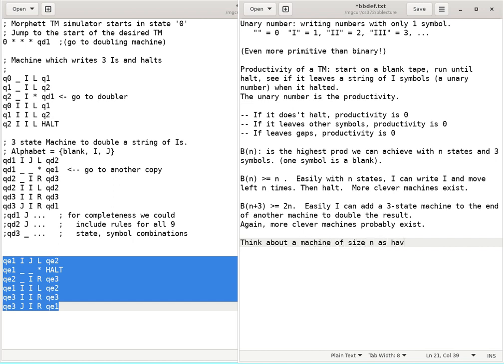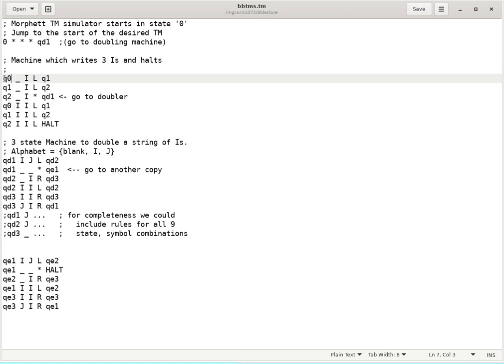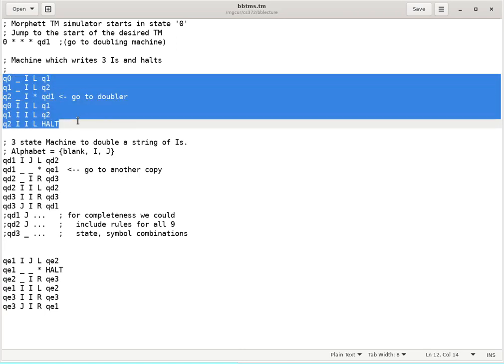as having n states times, in this case, 3 symbols. Remember, we're working with only 3 symbols. So for the example, this was our machine that writes 3 I's and halts.